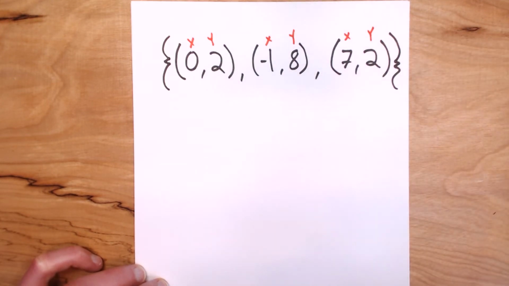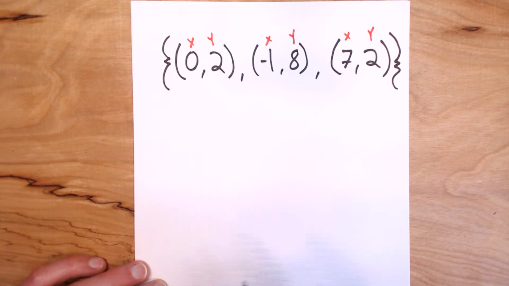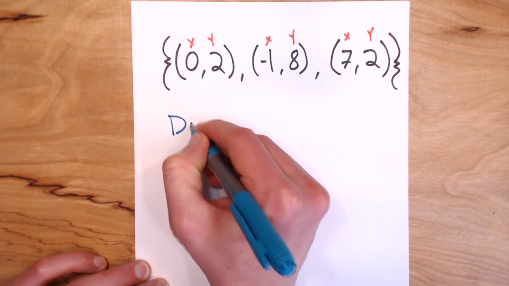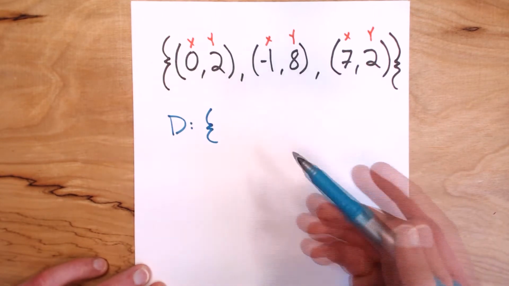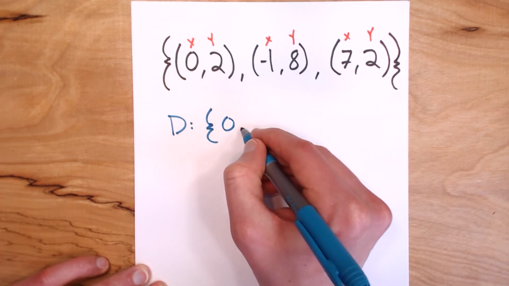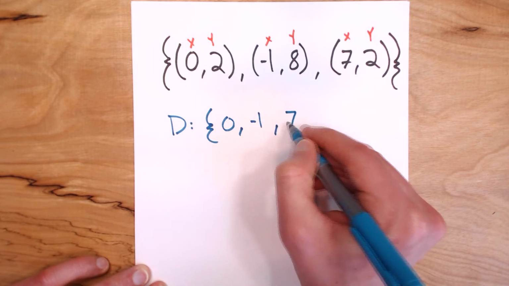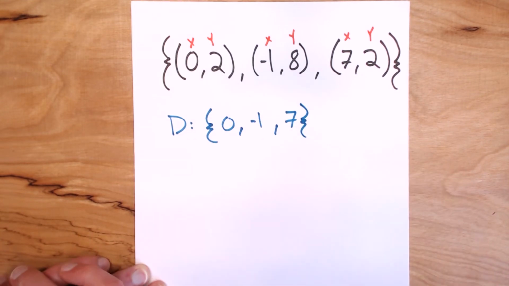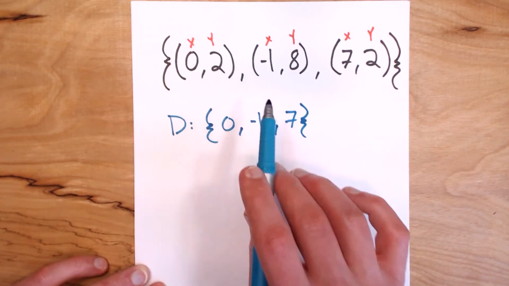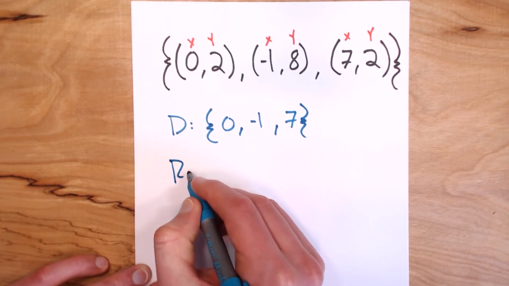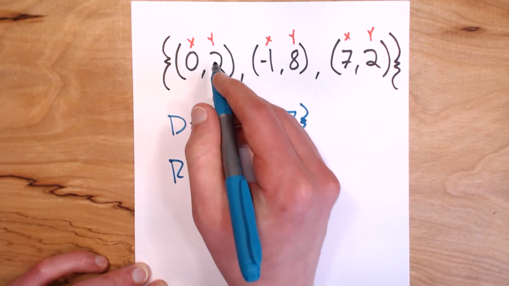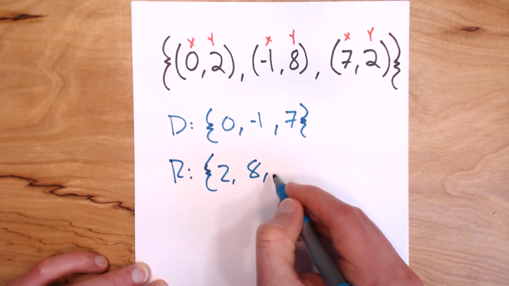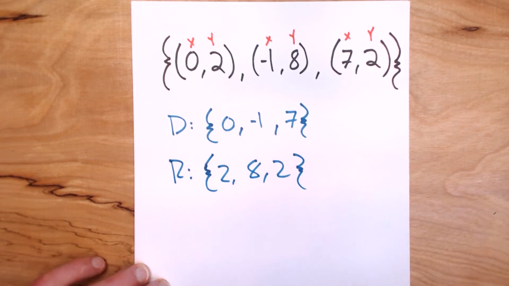And now let's think, what are all possible x values? What is the domain? And actually the domain isn't too bad at all. Our domain is all possible x values, and they tell us the x values are 0, -1, 7. Those are all possible x values, because these numbers represent the entire function or relation. That's it. And now our range, pretty easy. Our range is just 2, 8, 2. There you go. And that's it, domain and range.